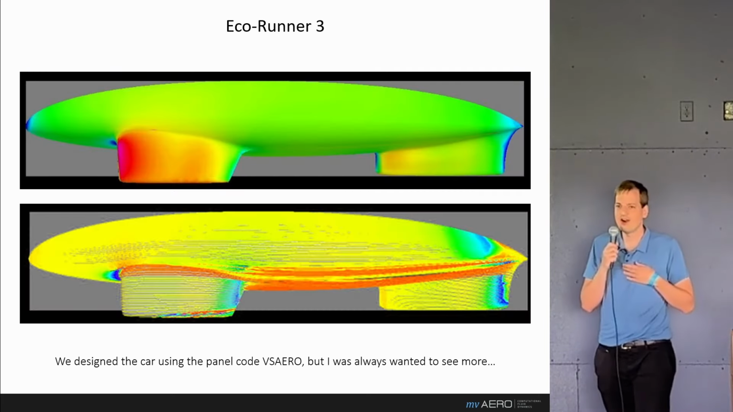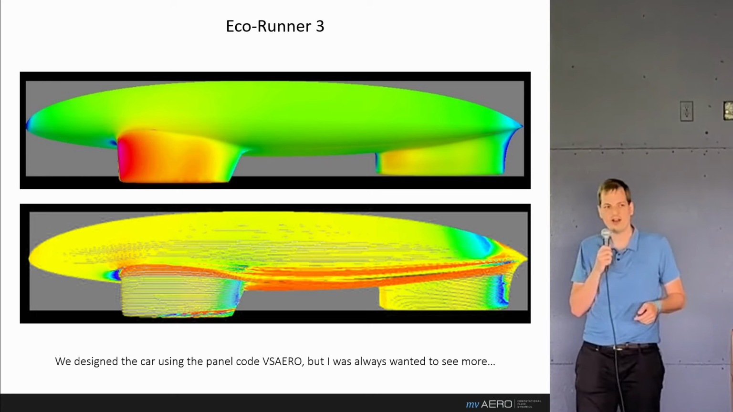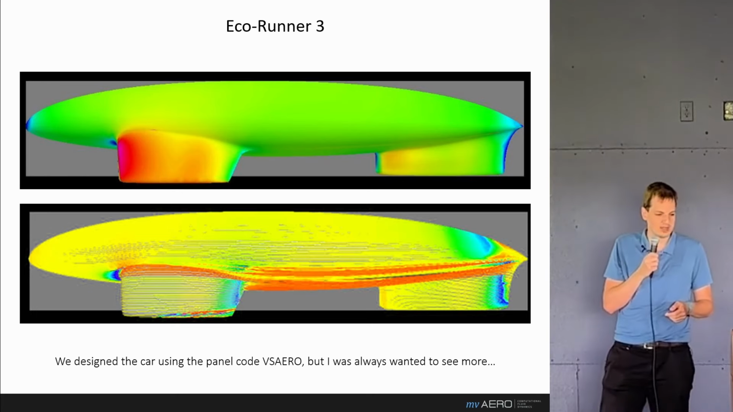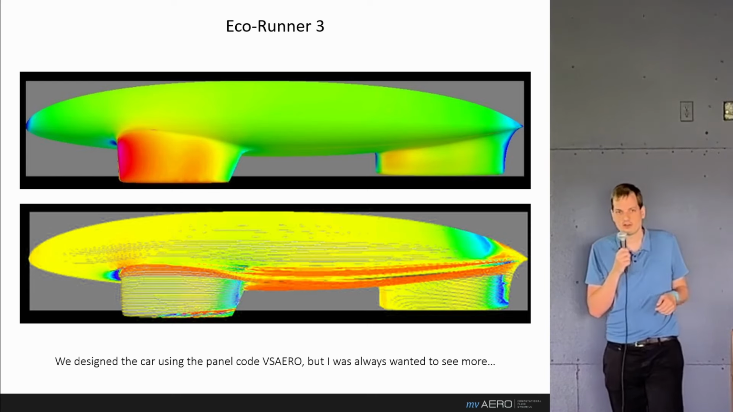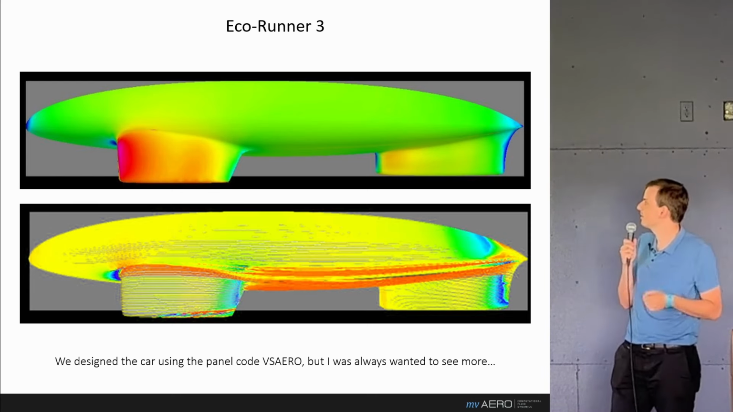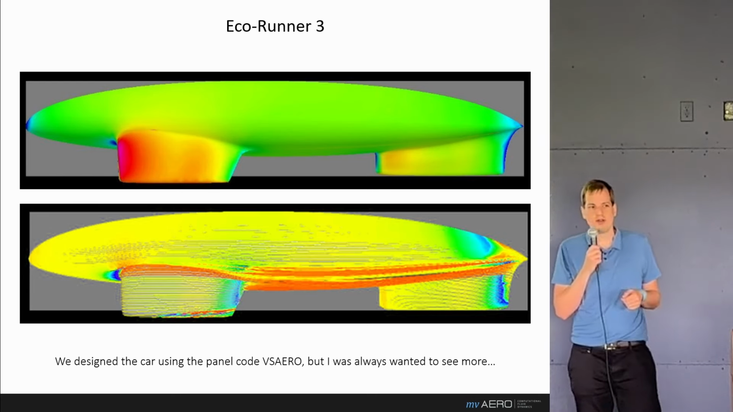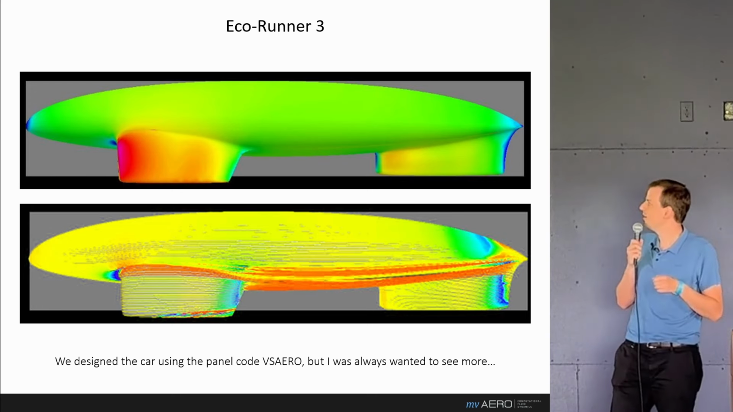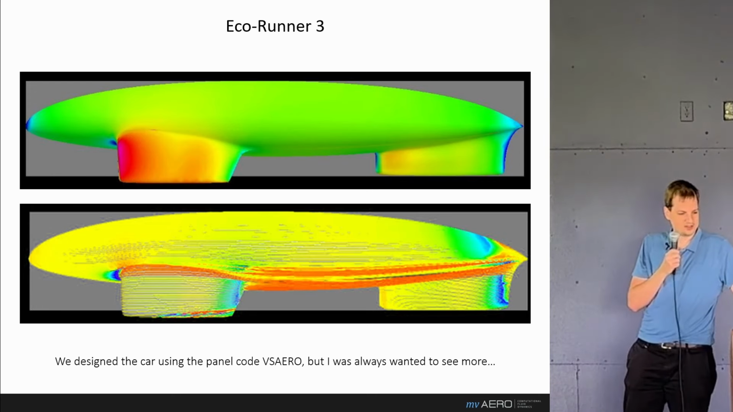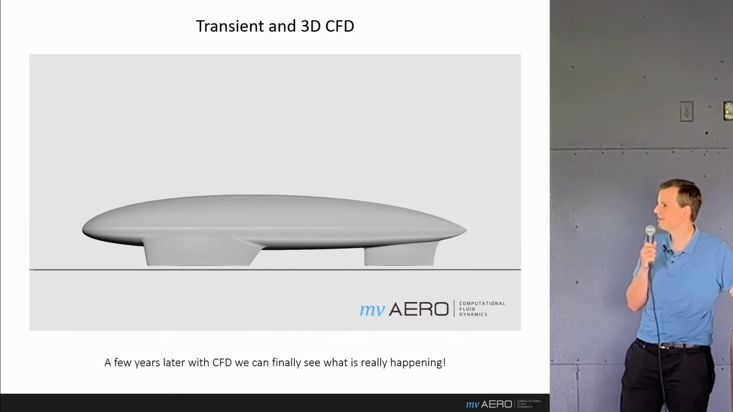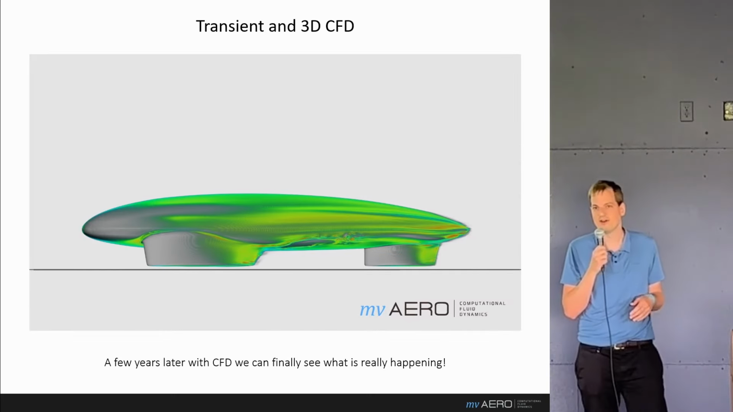Now, while designing this car, I used a panel code called VS Aero. It was pretty good, a very good program. As you can see in the top, we have a surface velocity, and on the bottom you can see some streamlines. But when I was working on this design, I always wanted to see a little bit more. I always wanted to understand what the airflow was doing at a higher level of detail.